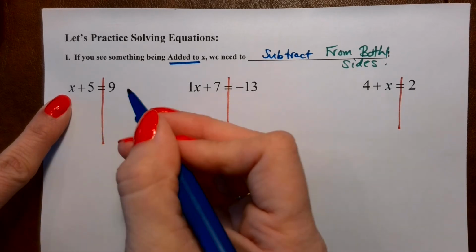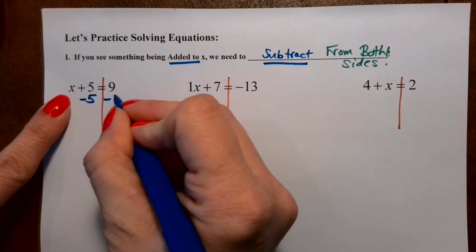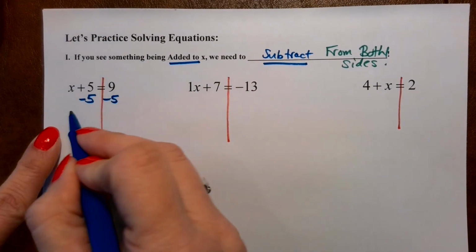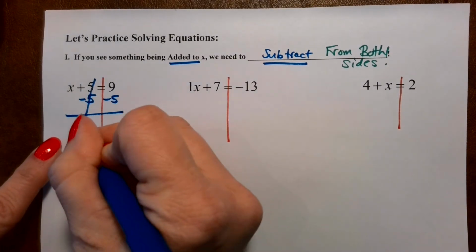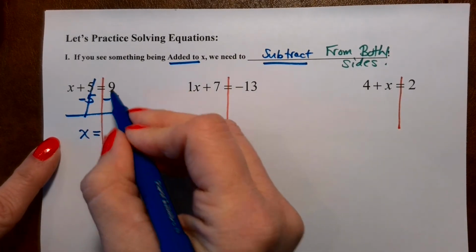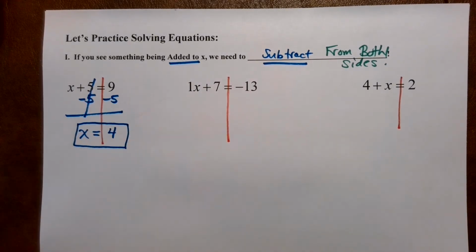To undo that, I will do the inverse. I will subtract 5 from both sides. Okay? What happens is the plus 5 and minus 5 cancel, and you're left with just the x. 9 minus 5 is 4. So that would be the answer to the first equation.